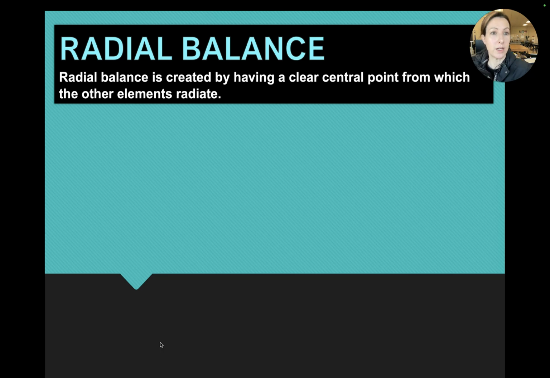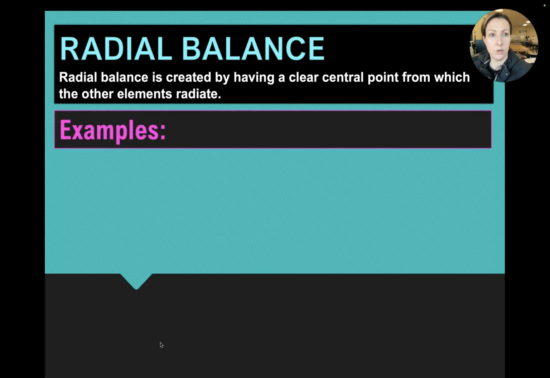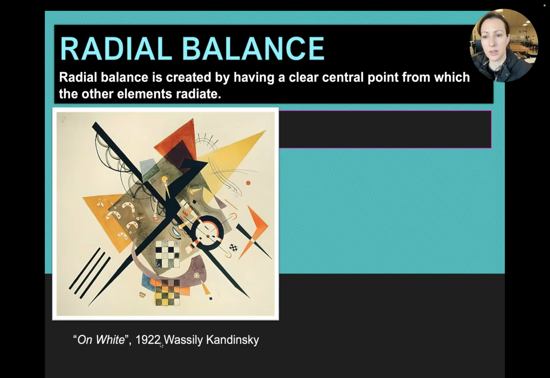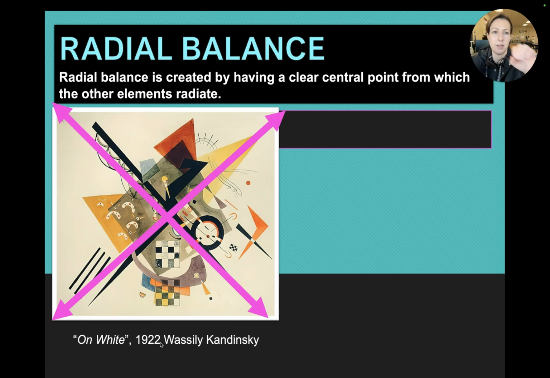All right, last is radial balance. Radial balance is created by having a clear central point from which the other elements radiate. Again, some examples. This is On White by Vasily Kandinsky. If you're looking at this, where is the balance? Where are things coming from? They are all coming from the center and then coming out.